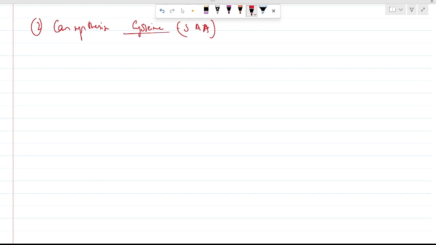Moving on. The second primary function: it can synthesize cysteine, a sulfur containing amino acid. We'll discuss cysteine, homocysteine, methionine, everything we'll discuss. Serine is involved. Now we know this compound, phosphatidylserine. In the cellular membranes it is one of the most abundant phospholipids. Phosphatidylserine, in short PS, is derived from serine.